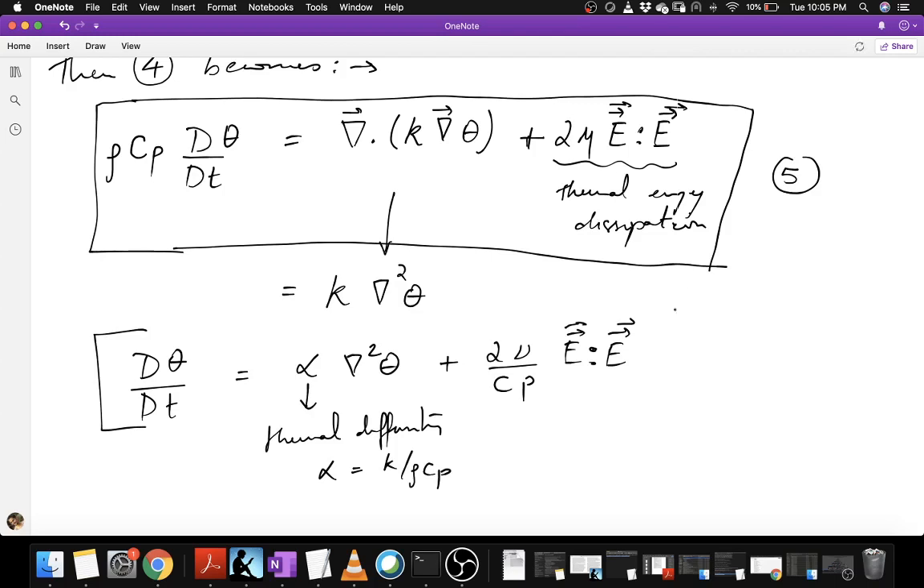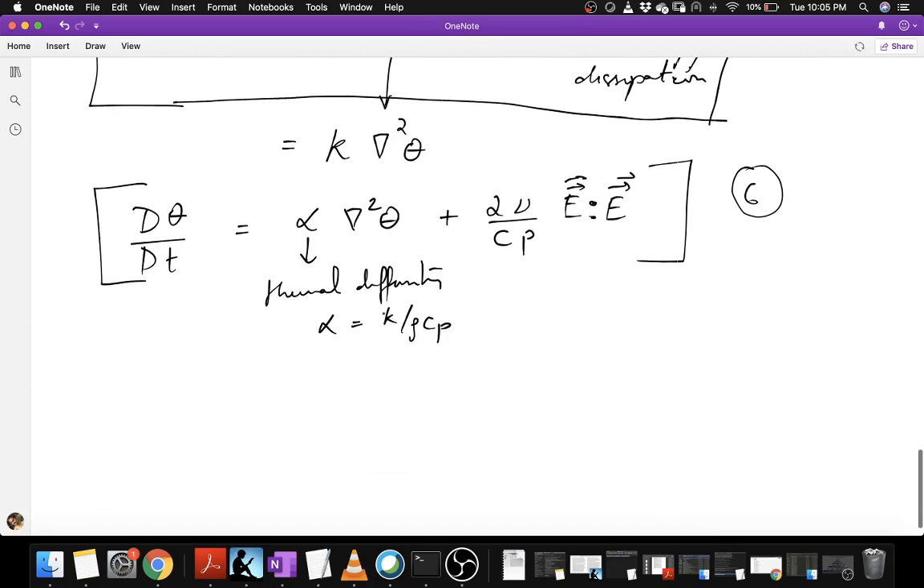So this is the form of the thermal equation, the temperature equation, that we will be using in the rest of our course. And we will come back to it when we do the mass conservation equation, to notice the analogy between thermal diffusion, mass diffusion, and viscous diffusion of momentum.